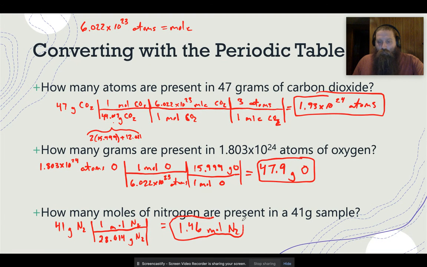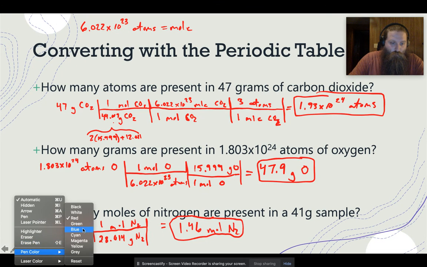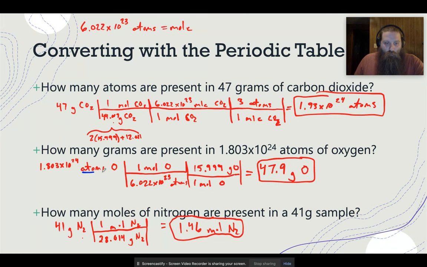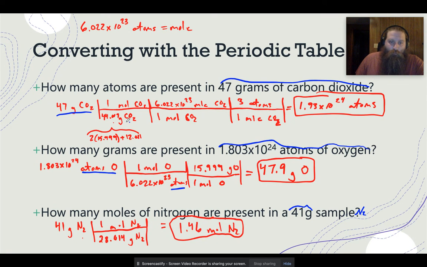So in all of these examples, we're using the factor label system, all right? We're taking our given, we write it first. Let me switch my pen color here so I can point a couple things out. Let's go with blue. So here's my given, atoms of O. Here's my given, grams of CO2, 47 grams of CO2. In a 41-gram sample, well, it must be a sample of N2, so 41-gram sample of N2. So I always want to start with my given. Whatever that unit is immediately goes to the bottom of the first bracket, not the number, but the unit.